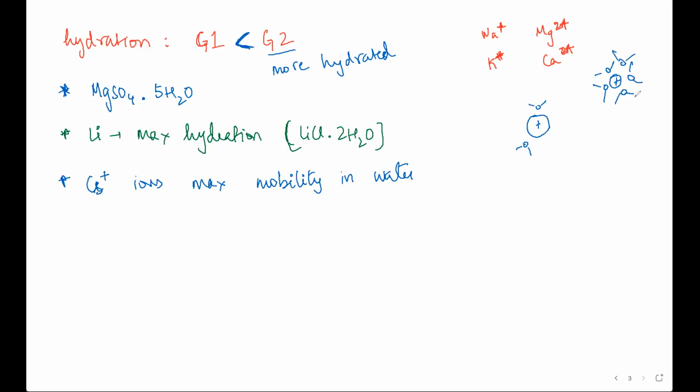So it's difficult for lithium ions to move around. But cesium ions, because they don't have a lot of hydration around them, can move around as they please. So cesium cations have maximum mobility in water.